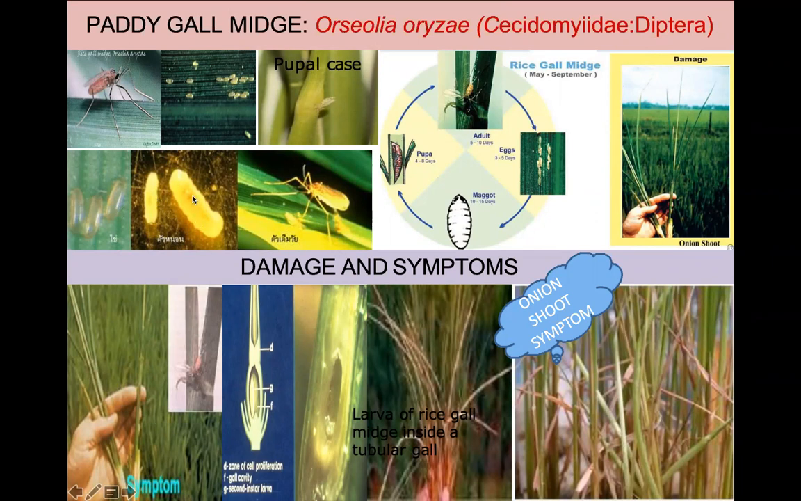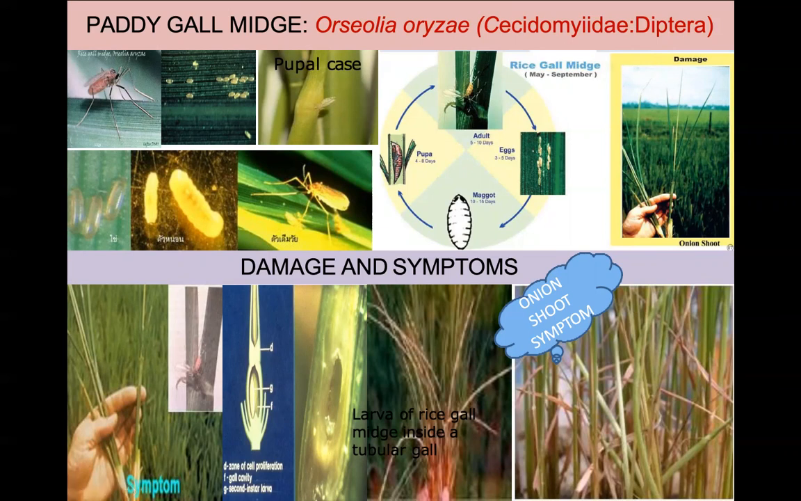Here you can see the maggot. So how do they cause damage? This maggot, in the leaf sheath area, bores a hole and secretes a chemical called a suicidogen chemical. So that chemical induces axillary growth of the plant. They will cause a lot of axillary growth of the plant, so that the shoot becomes typically cylindrical like an onion leaf.